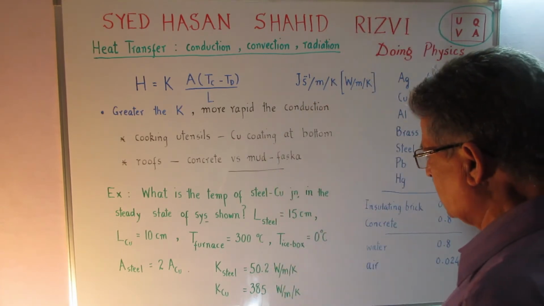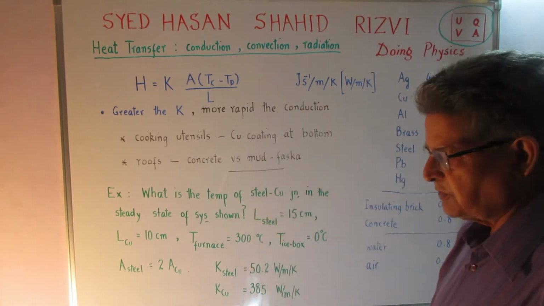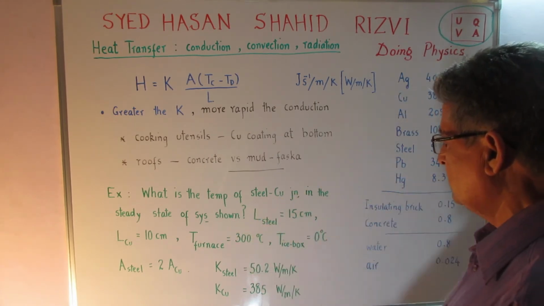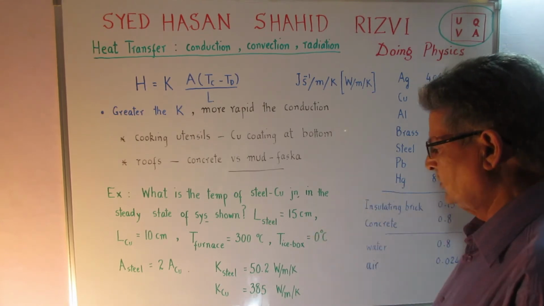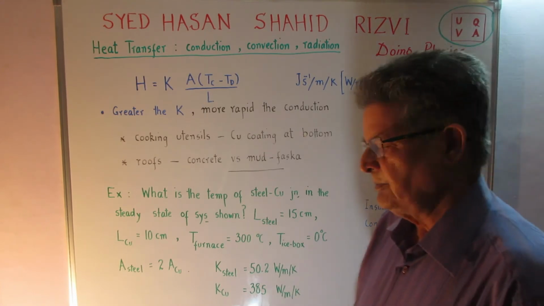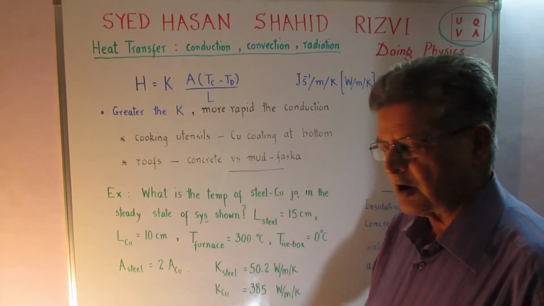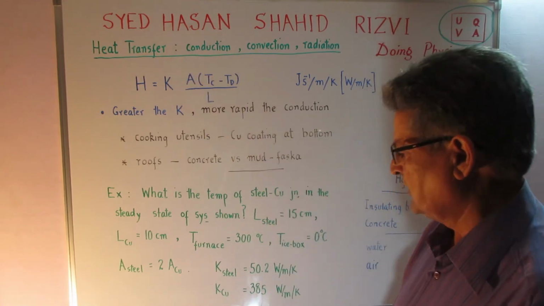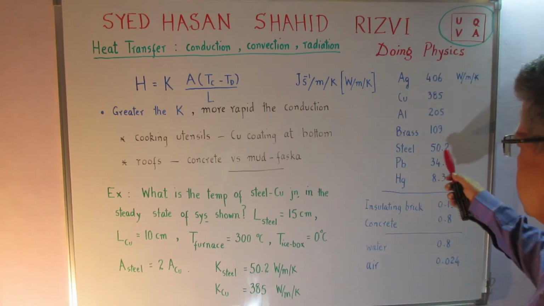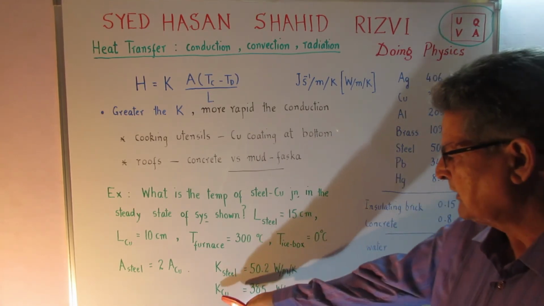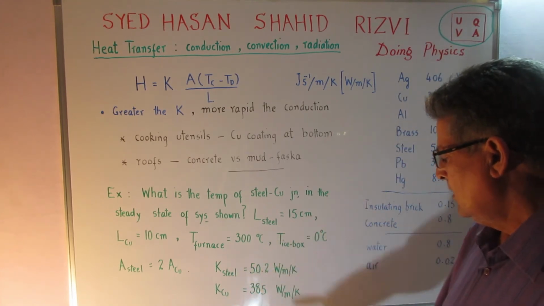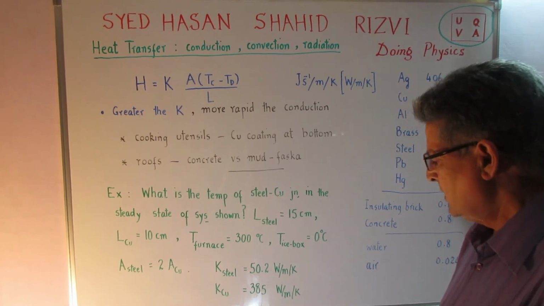One side there is a furnace, the other side is an ice box. The furnace temperature is maintained at 300 degrees Celsius. This is one reservoir, and this is the other reservoir. It is the ice box. It is 0 degrees Celsius. Okay. The area of the steel is double the area of the copper. That can be a variation. Also, we are given the value of K for steel as 50.2 and that of copper as 385 watts per meter per Kelvin.